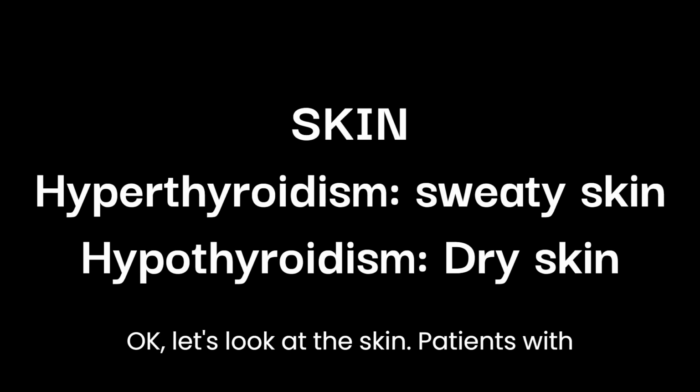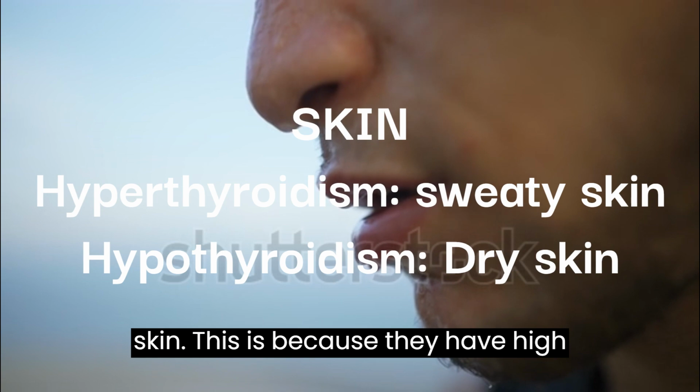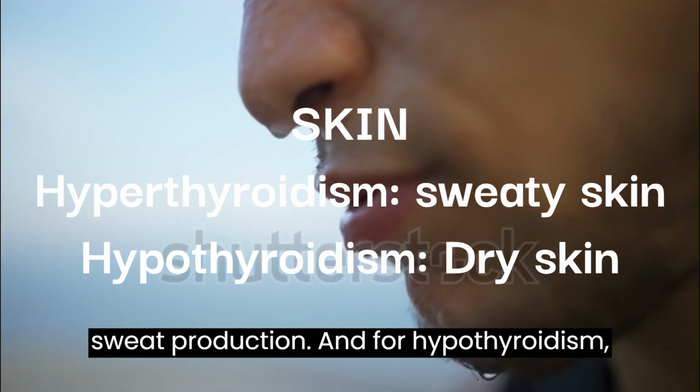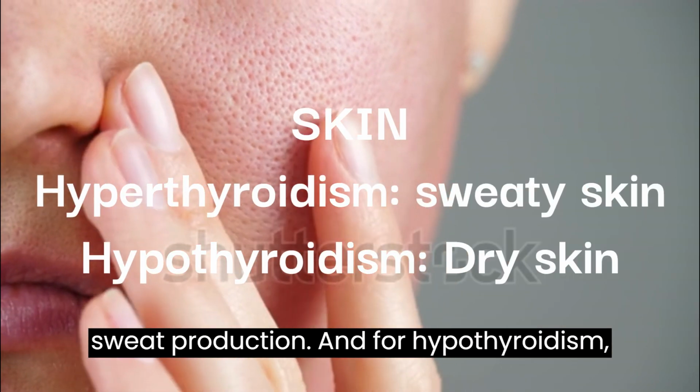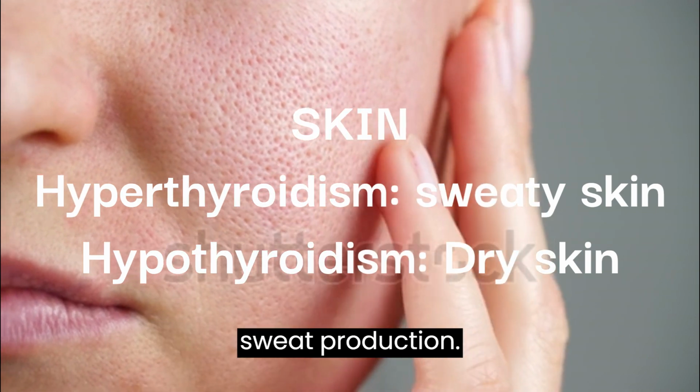Okay, let's look at the skin. Patients with hyperthyroidism tend to have very sweaty skin. This is because they have high sweat production, and for hypothyroidism, these patients tend to have really dry skin, which is because they have a low sweat production.